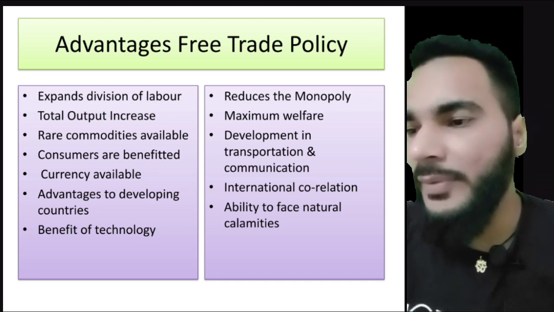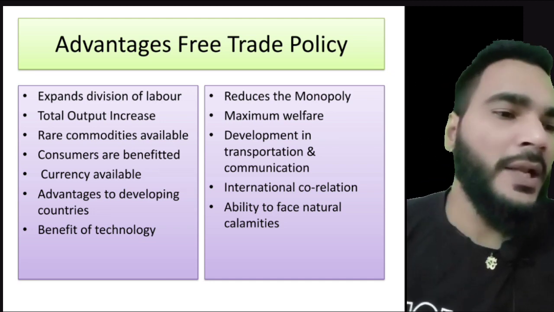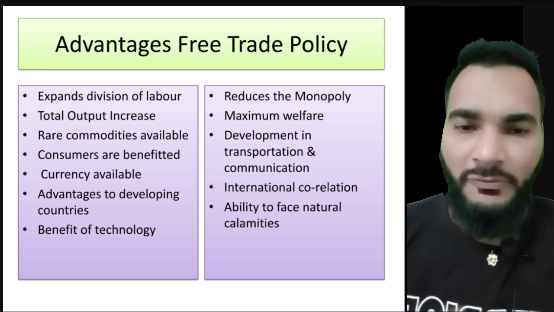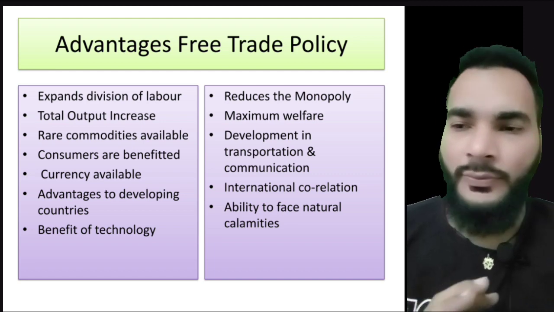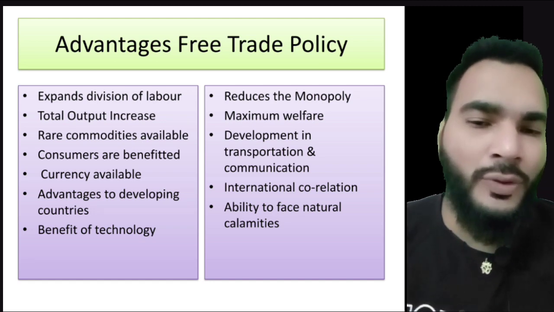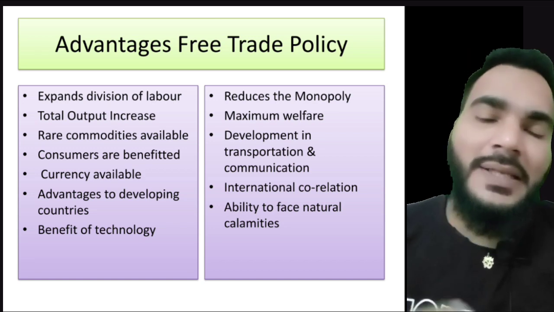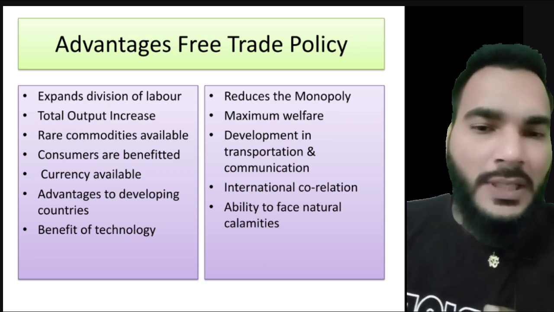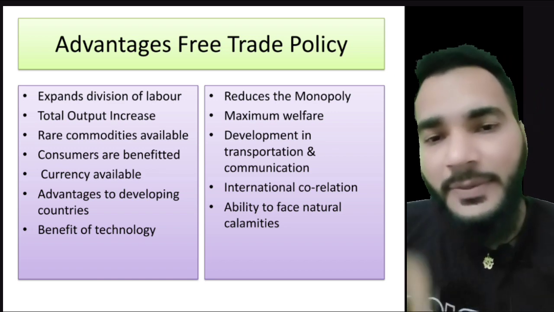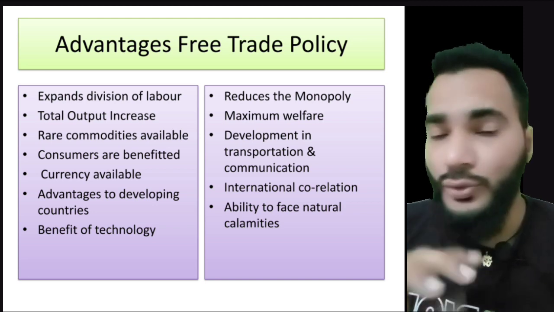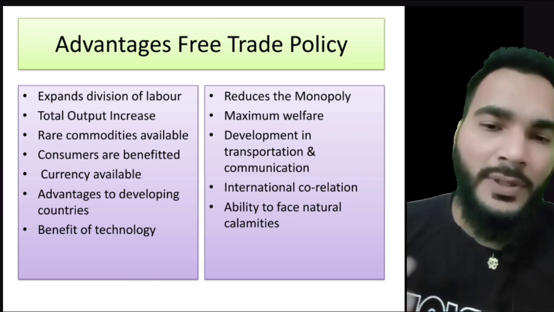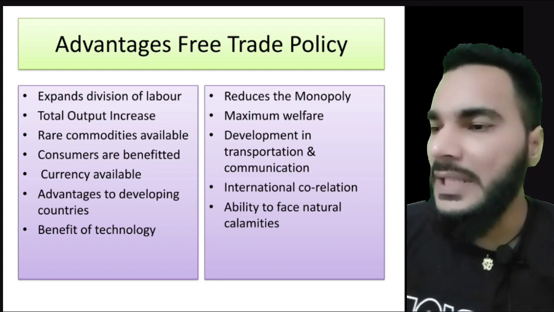Then the last, we have the ability to face natural calamities. Now let's take an example of how it will be helpful in facing natural calamities. If we only get specialized in agriculture and do not produce any other things, as in a free trade policy each and every country would focus on only one industry, then there are different countries as well. If any natural calamity comes in our country, we would be able to import the same products from different countries at the same price, so there would be no price discrimination. You would be able to overcome the problems, the disasters, the natural calamities as well. Then we have the next slide.